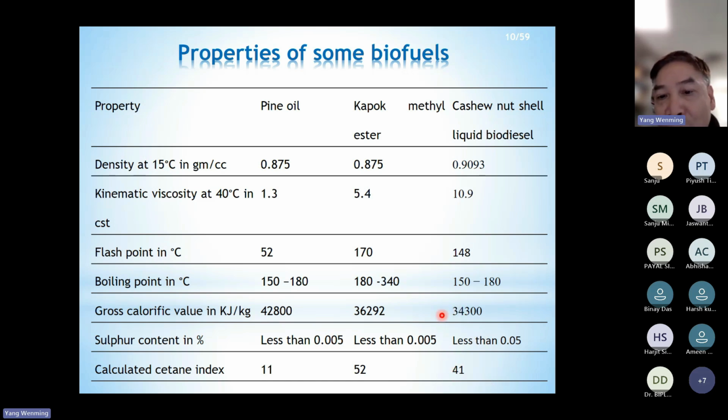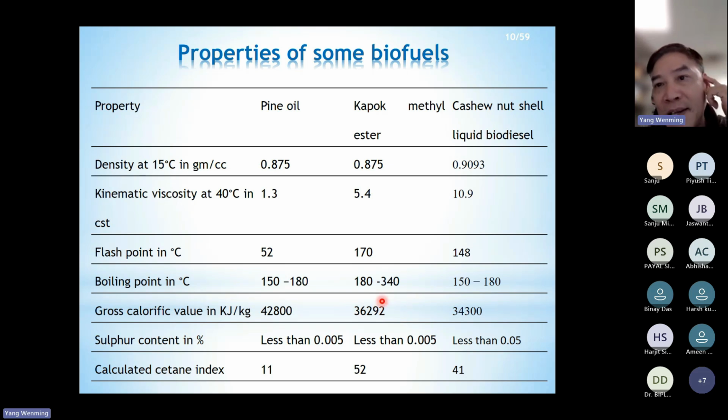Okay, so I have one question for you guys. Why is the heating value of biodiesel lower than that of diesel fuel? Does anyone know why the heating value of biodiesel is usually lower than diesel fuel? Anyone know? Okay, nobody knows? It's okay.